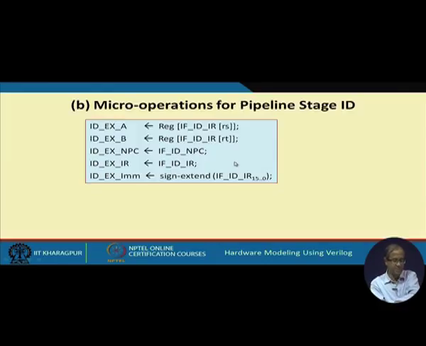Fine. Now, let us move to the ID. ID is very similar, only the variable naming convention has changed. Earlier we said reg RS, but now we are saying IFID IR RS and IFID IR RT. The two registers are prefetched, and they will be stored in IDEXA and IDEXB. Similarly, NPC is just copied, IR is just copied as I said, and IMM is sign extended. So, these IFID IR bits will be sign extended to IDEX IMM.